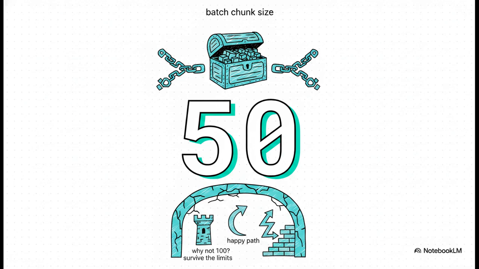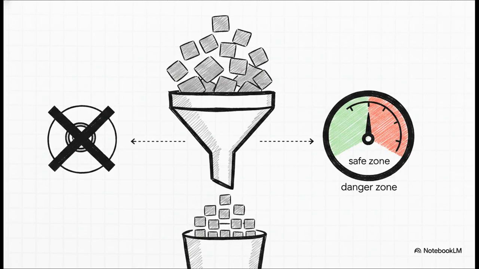Because in Salesforce architecture, you don't just build for the happy path, you build to survive the limits. By locking that chunk size at exactly 50, we create a massive 3x safety margin against the platform limit of 150 custom notifications per transaction. If you try to process 200 records and hit 151 notifications, boom, the entire transaction fails. At 50, we guarantee a single failure never aborts the batch.